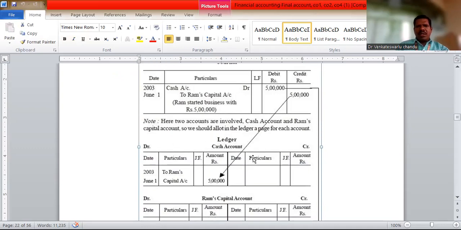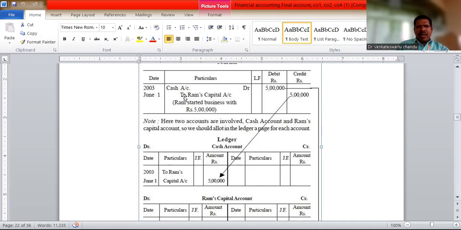In a T-shaped table we have to prepare it. The left side is the debit side and the right side is the credit side; left side debit values, right side credit values. In the ledger, the first element is the cash account. Cash shows a debit balance, so we post the balance on the debit side. In the cash account, we use the opposite word, Ram's capital: to Ram's capital account, 5 lakhs. That is the entry.